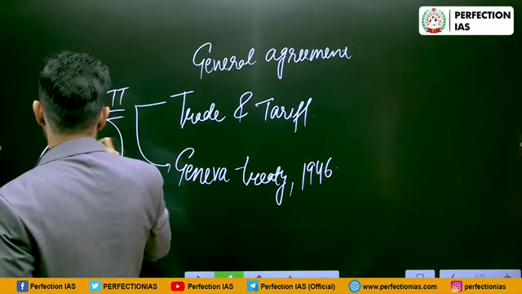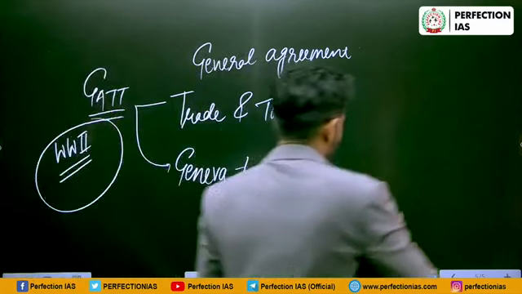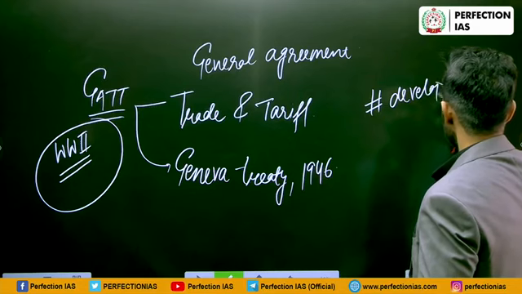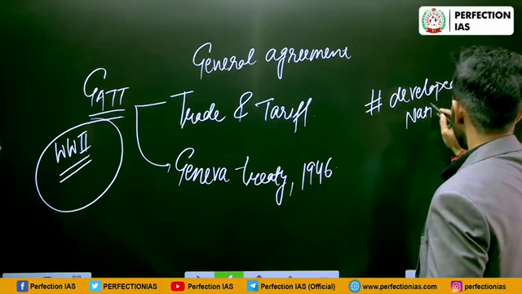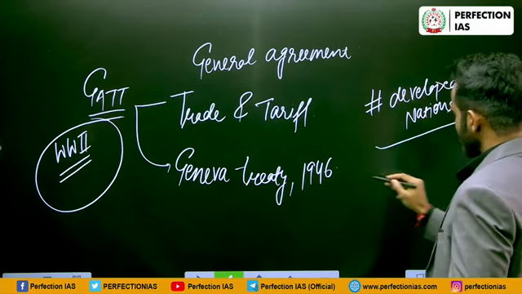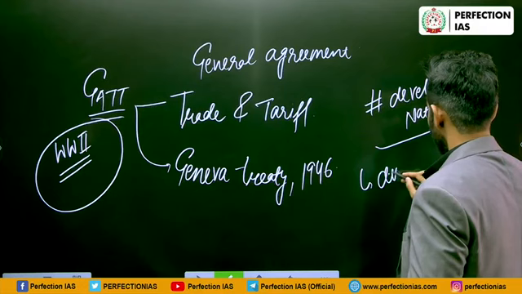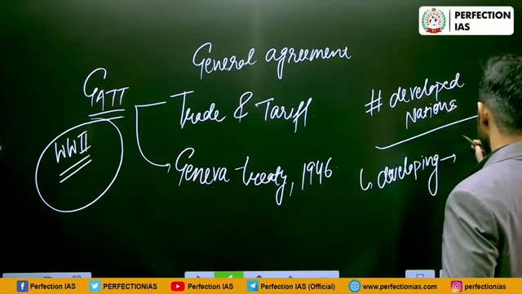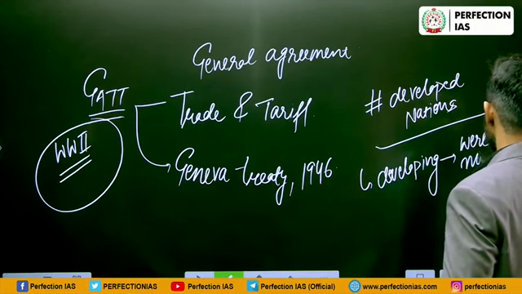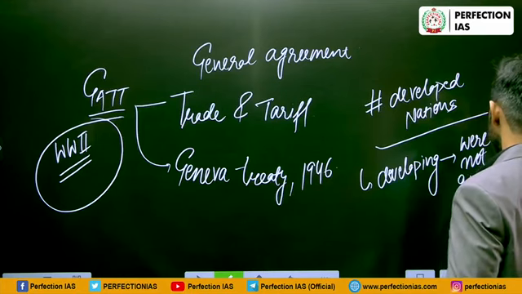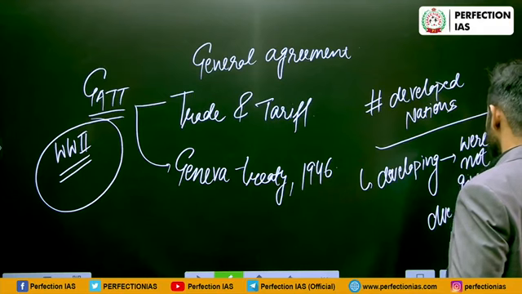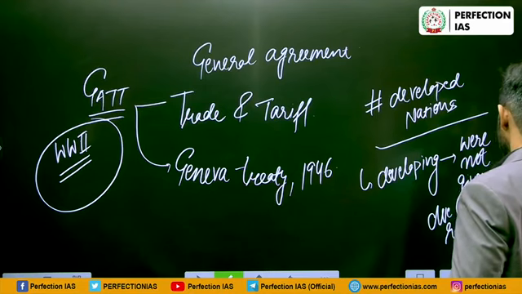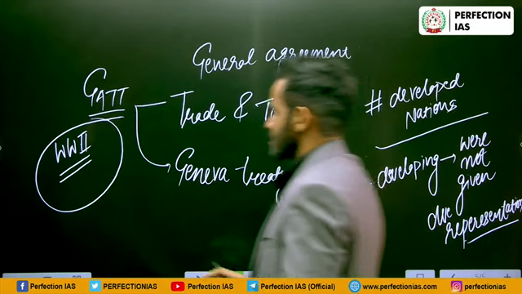World War II. That is why it was mostly dominated by developed nations, and developing countries were not given due representation. That means adequate representation. Okay, so this was GATT.